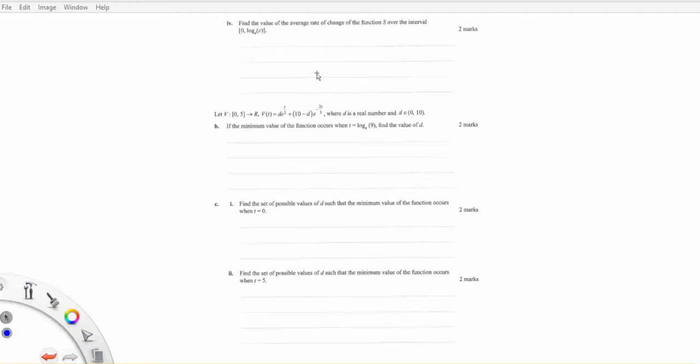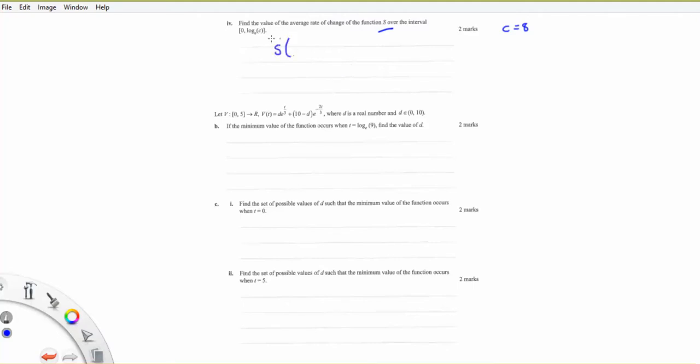Hello, this is question 5, part B and C of the extended response. In a previous section, we defined a function s, and we also found a value of c here as 8. So for this part, we need to find the average rate of change.